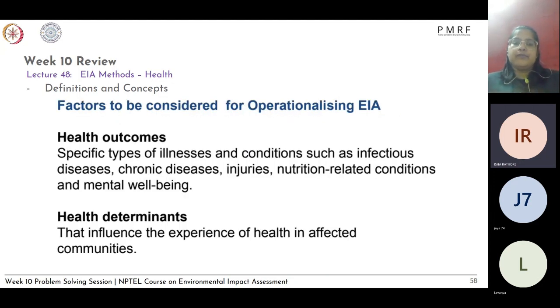And factors which need to be considered in EIA relating to health or health outcomes: any specific type of illness or condition, such as infectious diseases, chronic diseases, injuries, nutrition related conditions, and mental well being. These are health outcomes. Health determinants are anything which restricts individuals from reaching a healthy status, so they influence the experience of health in affected communities.